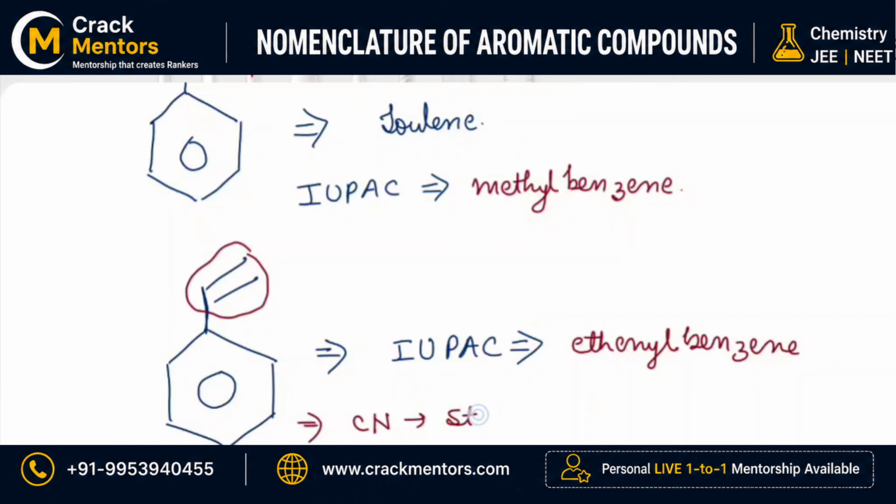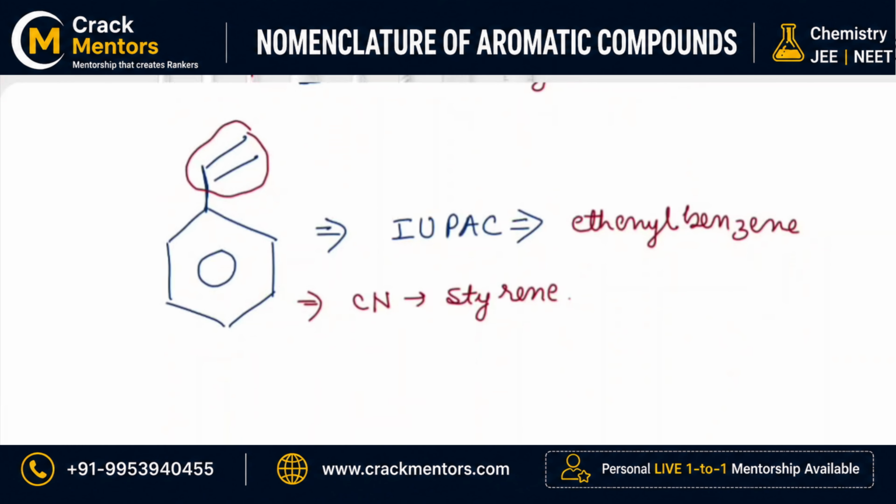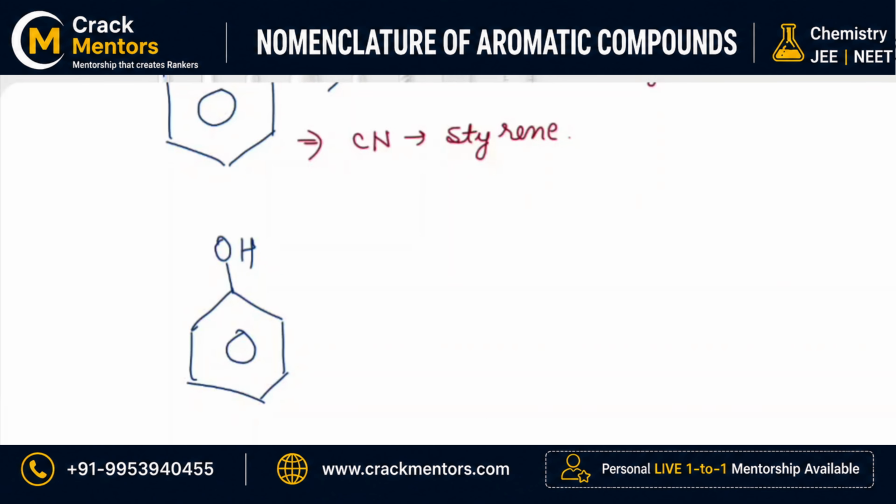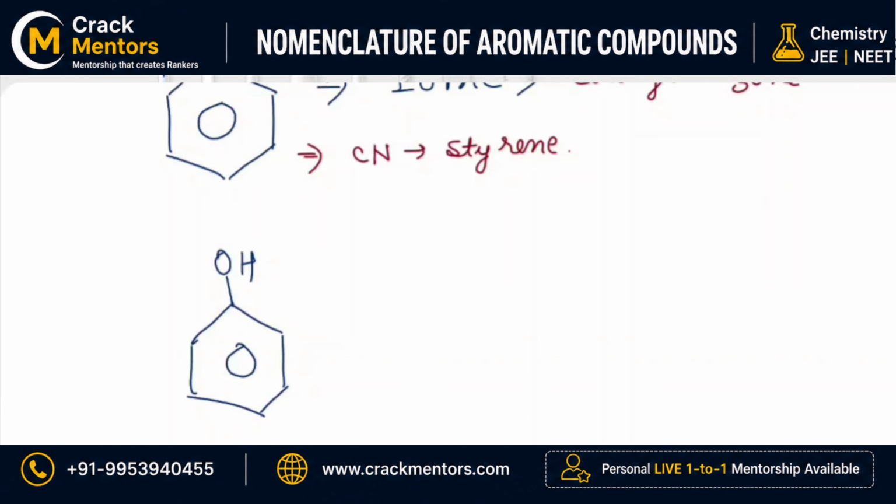And the common name for this compound is really very famous. It is styrene. This compound we will be reading in detail when we will read the chapter of polymers in class 12. Okay, so this is styrene. The next example for you is this. Tell me the name for this compound. Don't say me that it is benzyl alcohol. No. Its common name and its IUPAC name are widely accepted and these both names are the same. The name is phenol. Right?